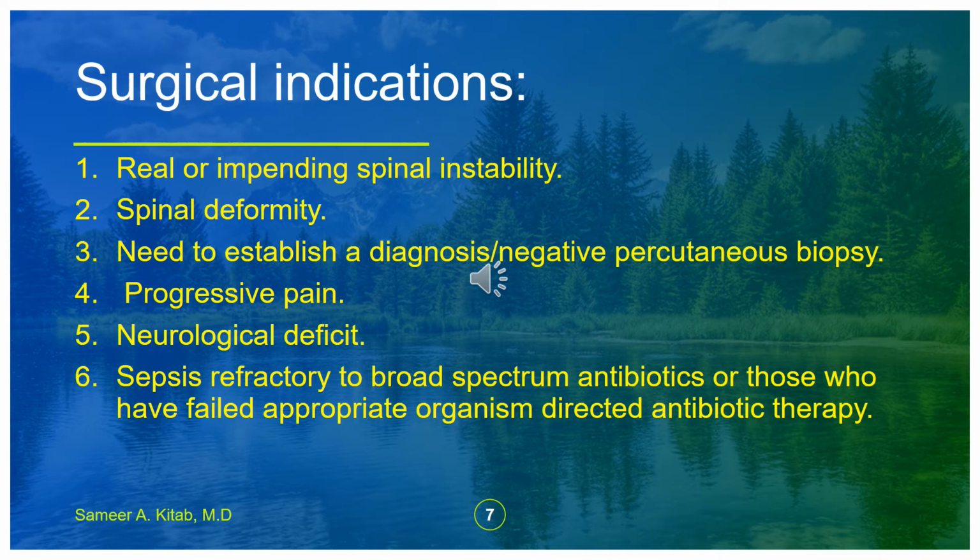A patient with progressive unrelenting pain, again, surgery is indicated to decrease the pain. A patient who develops neurologic deficit, especially if it is progressive, should be stabilized with instrumental fusion. In a patient with sepsis refractory to broad-spectrum antibiotics or those who have failed appropriate organism-directed antibiotic therapy, surgery can help in establishing a tissue diagnosis and in debridement and stabilization.